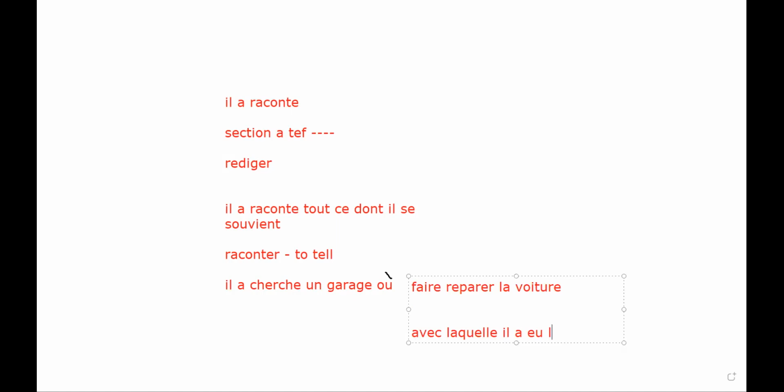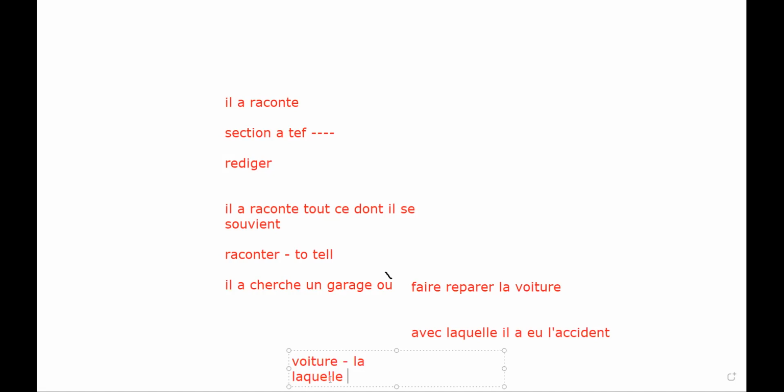Il a eu l'accident. Sir, why can't we use où here? In which? See, because we cannot go for a repetition. Say clear. Is it clear to you? Laquelle. See, we have one thing over here. Voiture is my car, and car is feminine. La voiture. I will say laquelle. The feminine laquelle, in which. Is it clear to you?